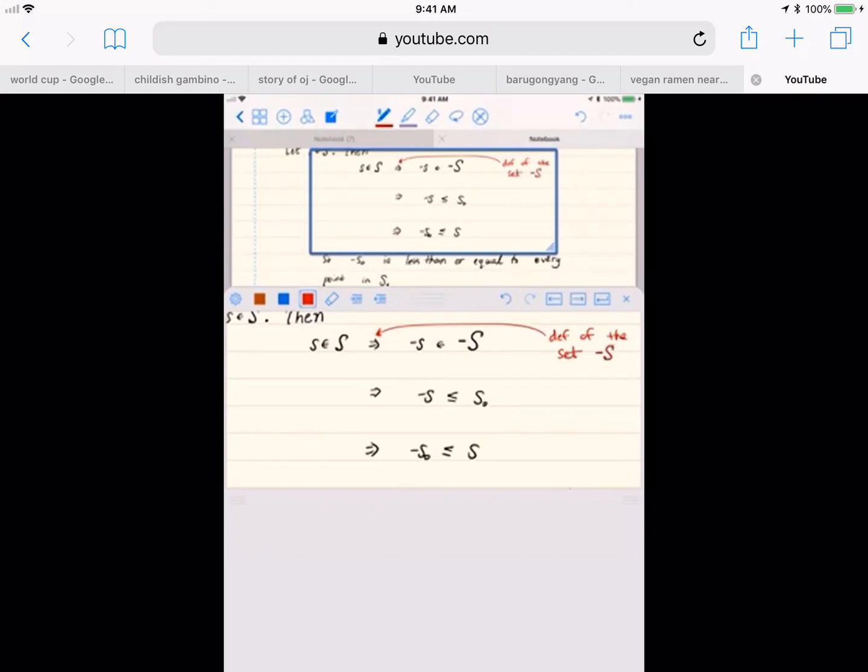So this first implication results from the definition of the set negative S. The second implication is the consequence of S naught being the supremum of negative S. And the third implication is a consequence of arithmetic.